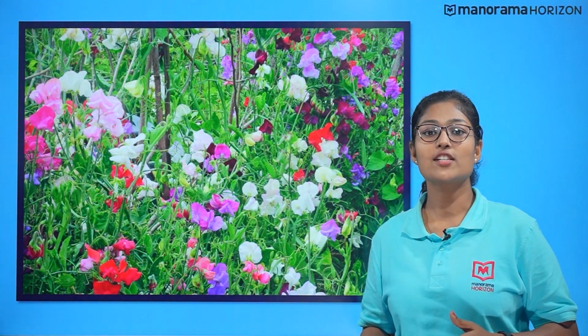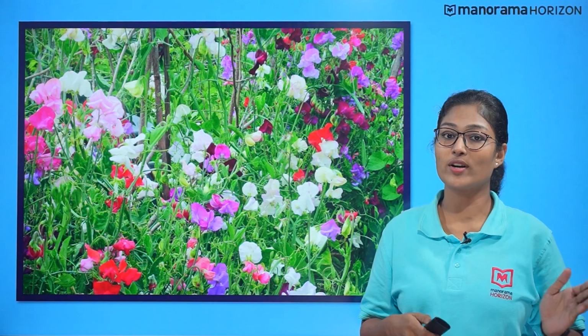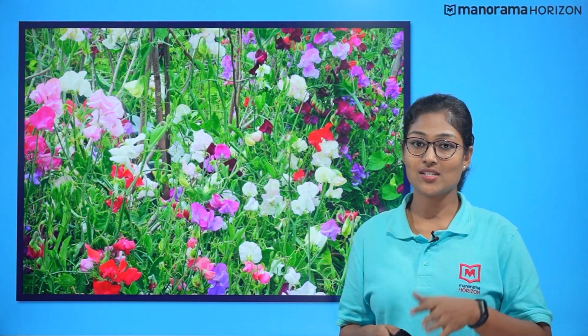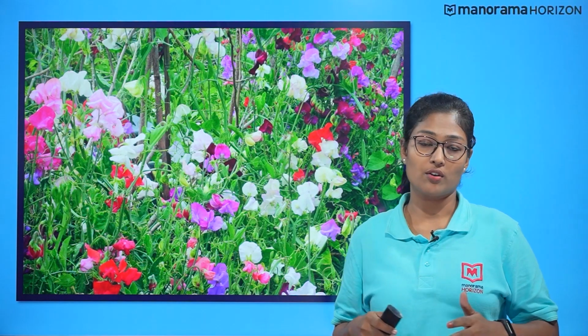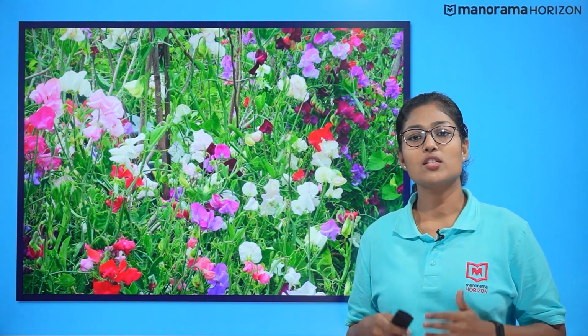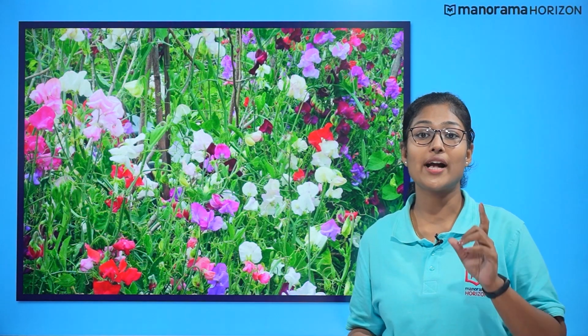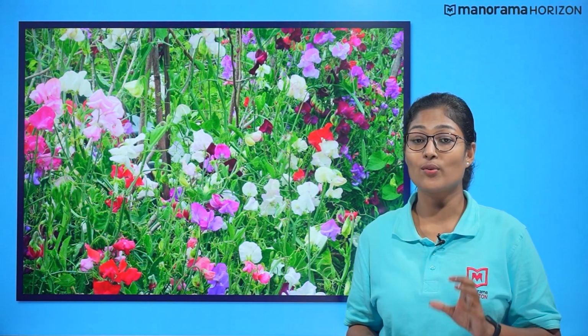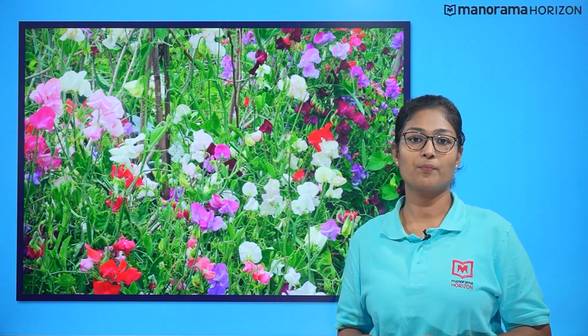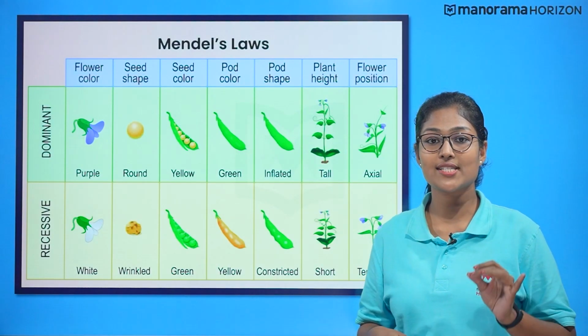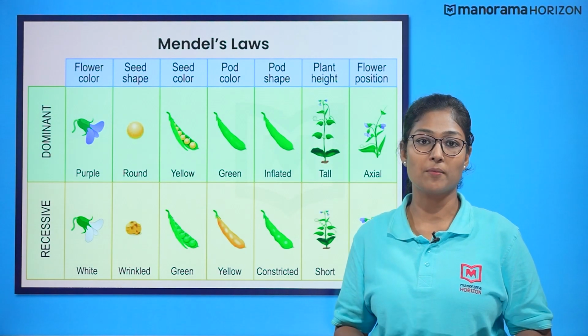To understand the law of dominance, let us first understand the inheritance of one gene. Mendel chose sweet pea, that is Pisum sativum, to experiment on. He crossed pure breeding varieties by taking only one feature at a time, and this is known as monohybrid cross. Mendel altogether studied 7 pairs of contrasting features of sweet pea.